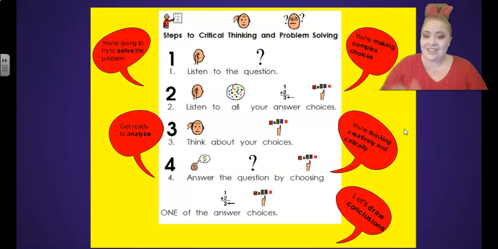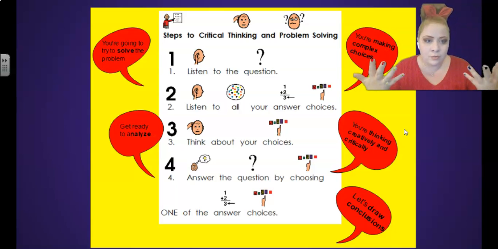Step 3, think about your choices. Step 4, answer the question by choosing one of the answer choices. Okay, so while I was doing that, I was trying to use TPR, but I was also using sign language. Totally up to you, personal preference, what you feel comfortable using.